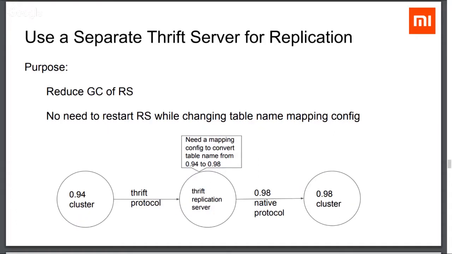In the patch of the community, we use the region server to bind a new port as a Thrift server for replication. Here we separated it into an independent process because we can reduce the GC of the region server, and we don't need to restart the region server when we want to change the table mapping config file. There is a table mapping file because in 98 we have namespaces and the table names may not be the same.